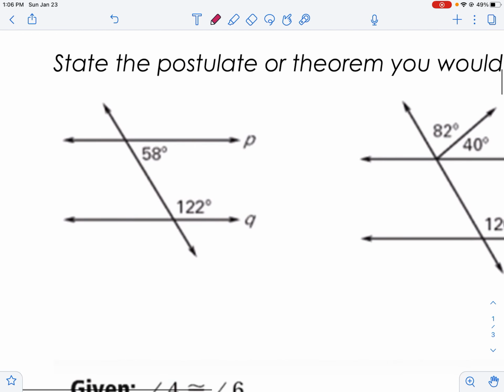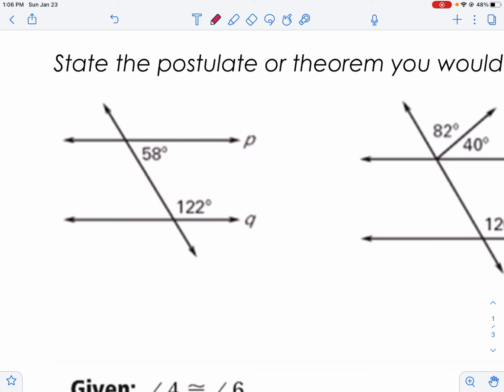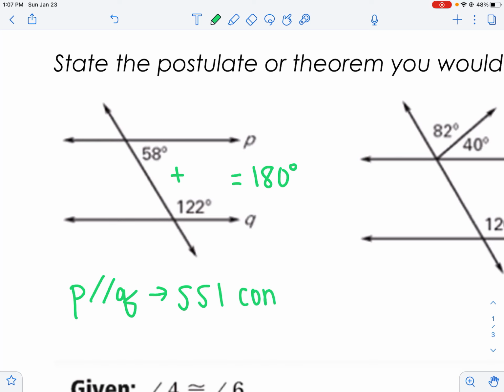So it says, state the postulate or theorem that you would use to prove that the lines are parallel, if they are. So we're checking to see what type of angles 58 and 122 are. Well, they're same side interior, which means that they should add up to 180. So check, what's 58 plus 122? Well, they do add up to 180, which means, watch how I write it out, P is parallel to Q. And if I asked you why, you would say by the same side interior converse.